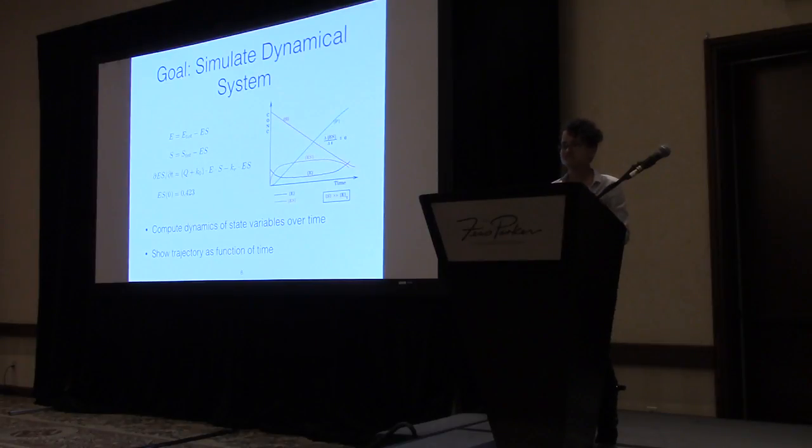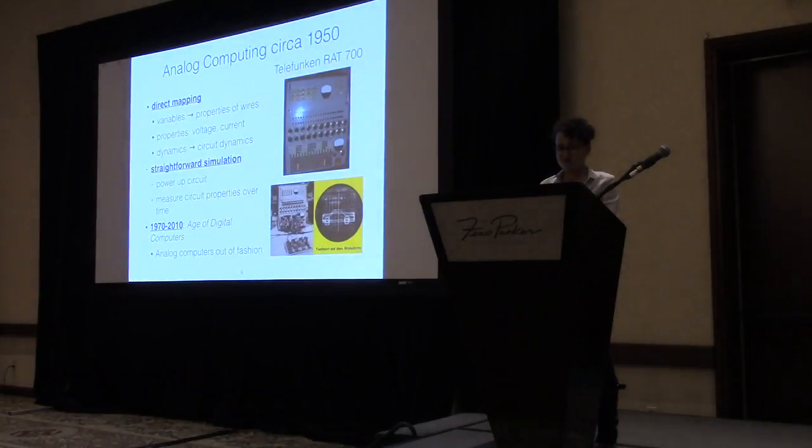Of course, people have needed to simulate dynamical systems for longer than there have been digital computers. In fact, in the 1950s, people built primitive analog computers to simulate dynamical systems. For example, there was the Telefunken RAT 700, which was used to simulate dynamical systems in the 1960s. In the image below, it is actually configured to be running a car suspension simulation.